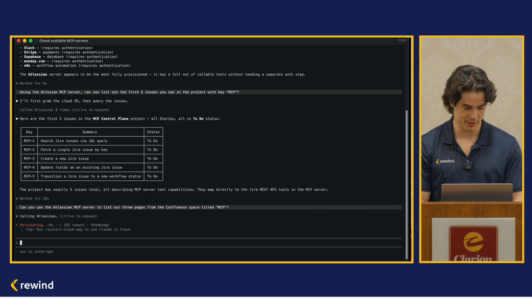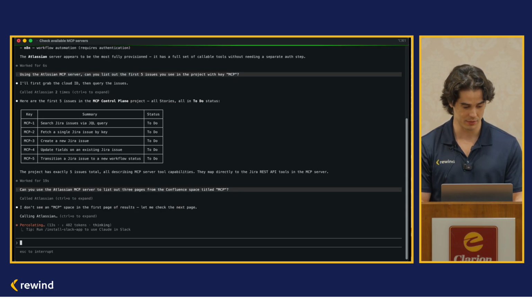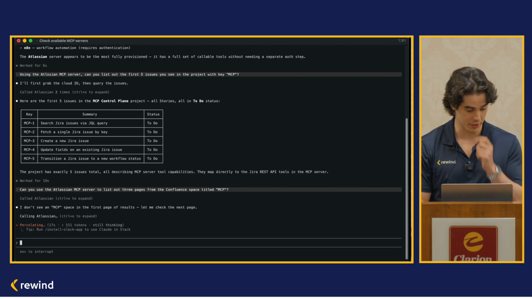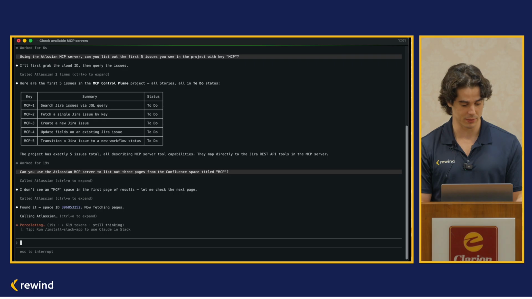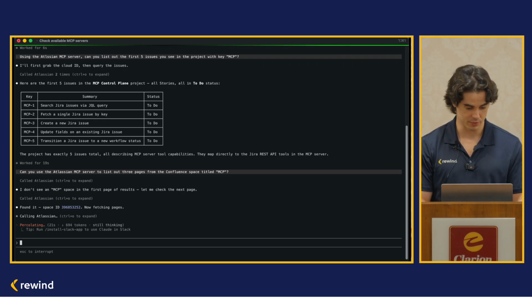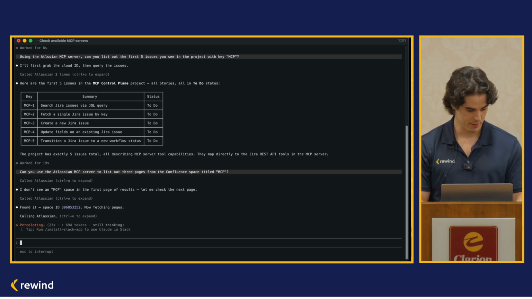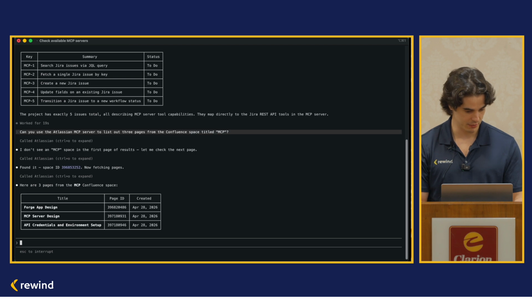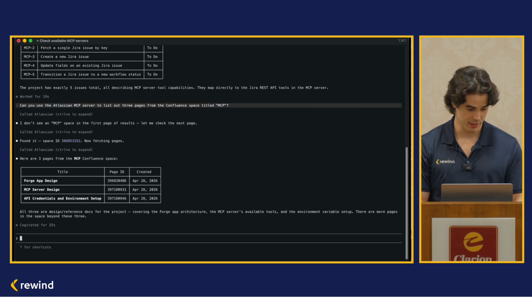So again, keeping in mind, this isn't the fastest call. I still don't understand why these take so long, but they do. So part of this is going to see if we can speed up these calls, not only get more auditability to it, but if we can accelerate the response. It just reduces the amount of time we're going to spend. So after a few seconds, I should see, here we go, 1, 2, 3. So that's perfect. I have Forge app design, MCP server design, and the API credentials and environment setup.